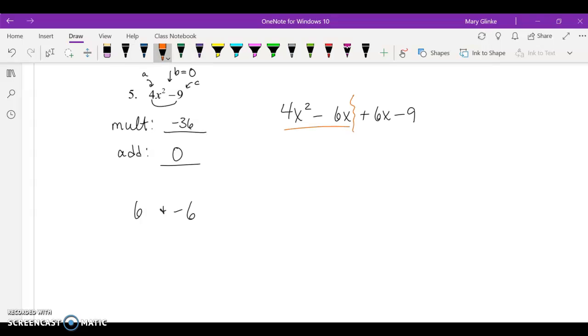So split it in half. The first two have a 2x in common. The last two have a 3. And then therefore, you get 2x minus 3 and 2x plus 3.